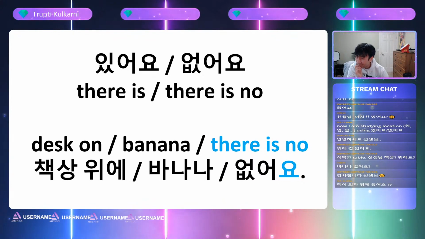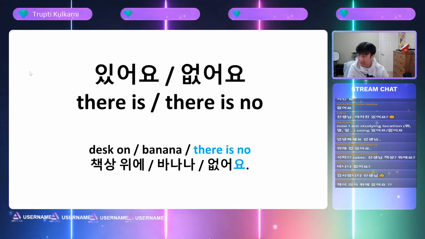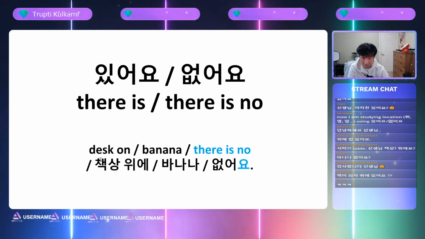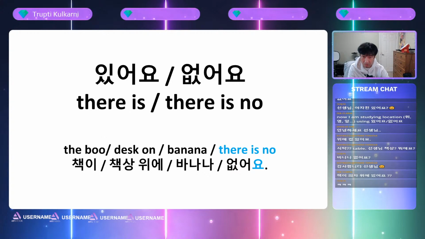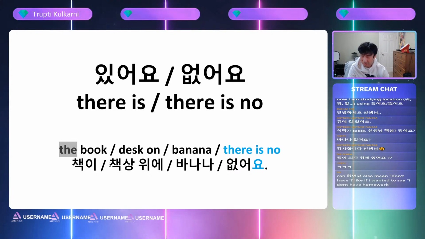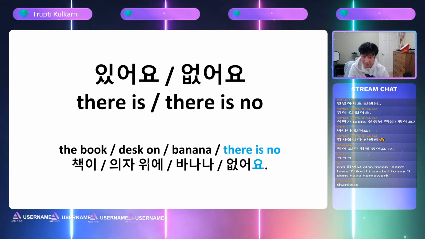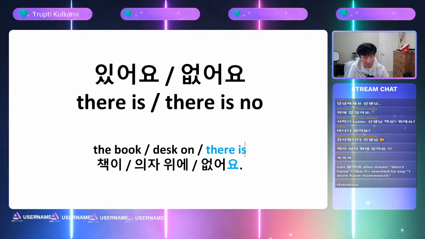책이 의자 위에 있어요. Yeah, correct. So that was a pretty long sentence, so let me try to make it smaller. You added a new word here, 책이, the book. Remember when I said the 가 particle is like 'the' in English? That's why this 이 is here. It's a specific book, the book. And then you said 의자, which is chair. 책이 바나나 위에 있어요.